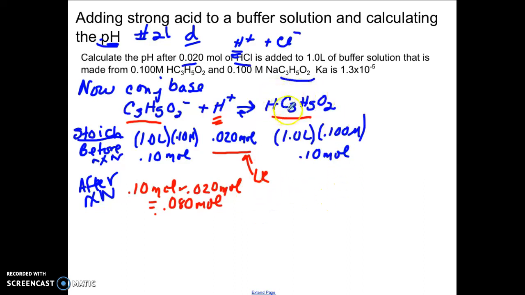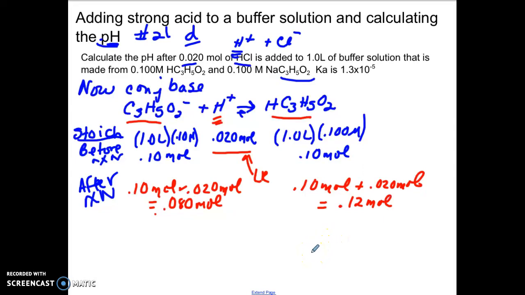How much of the HC3H5O2 will be left? Well, let's see. We're adding H plus to this to make this, so the reaction is going to be making this. And so this is going to be 0.10 moles, and we are going to add 0.02 moles onto this side of the reaction. So that's going to give me a total of 0.12 moles of the acid.